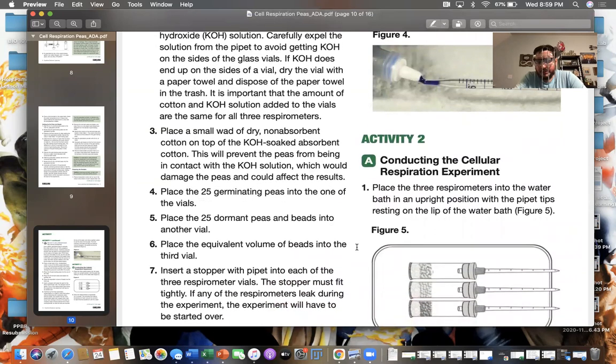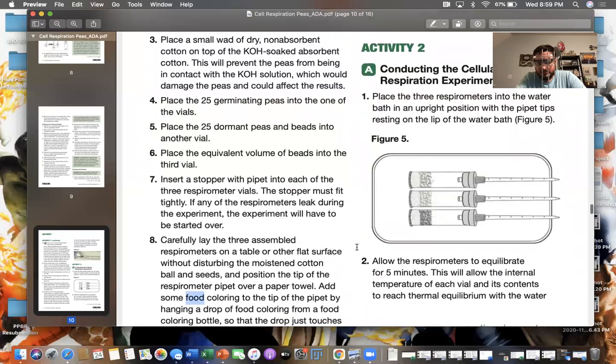All right, so place the three respirometers into the water bath in an upright position with the pipette tips resting on the lip of the water bath. Allow the respirometers to equilibrate for 5 minutes.